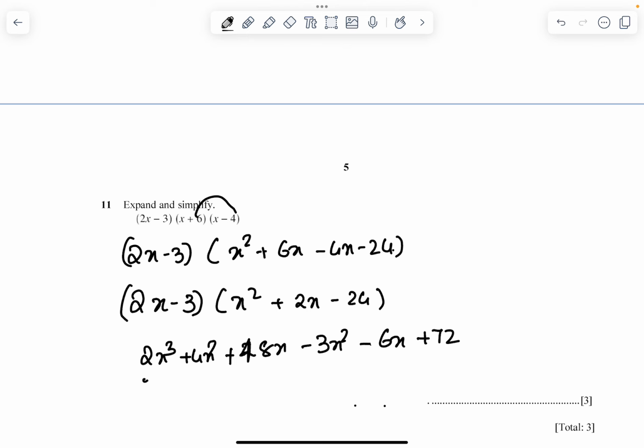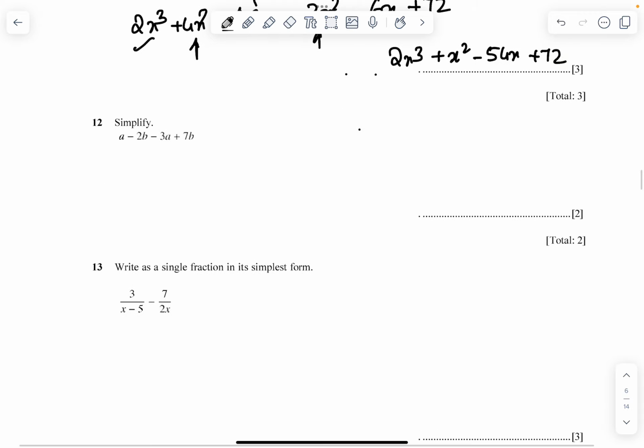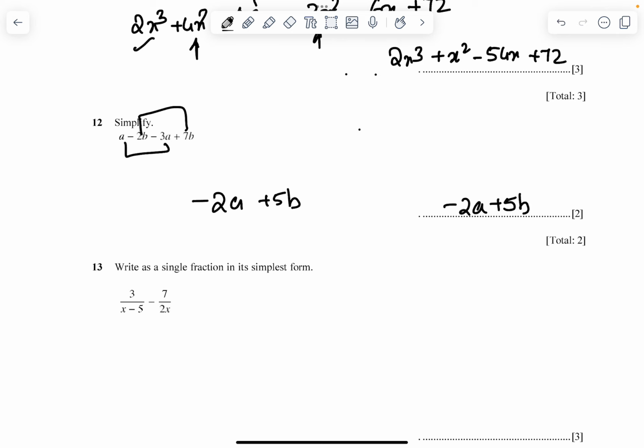So it becomes 2x cubed is alone, so 2x cubed. 4x squared minus 3x squared is plus x squared. Then minus 48x minus negative 6x is negative 42x, and plus 72. That's going to be the answer. Then simplify. a minus 3a is negative 2a. 7b minus 2b is 5b. So the answer is negative 2a plus 5b.